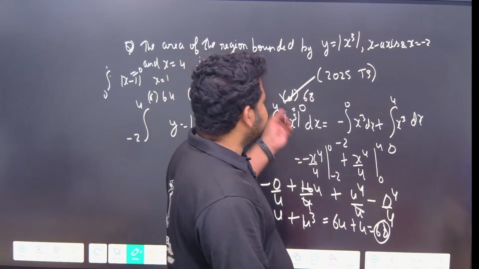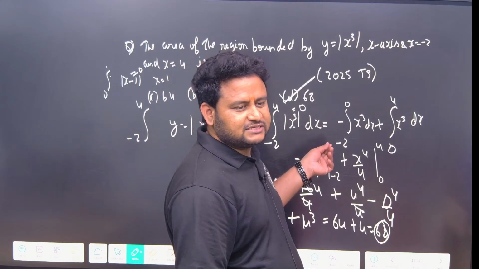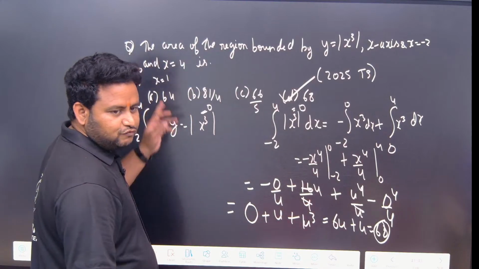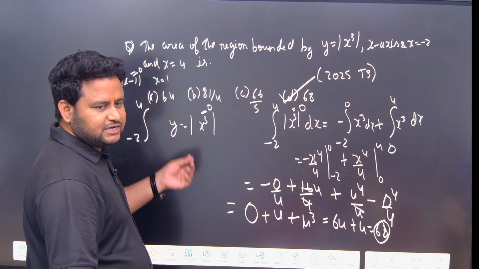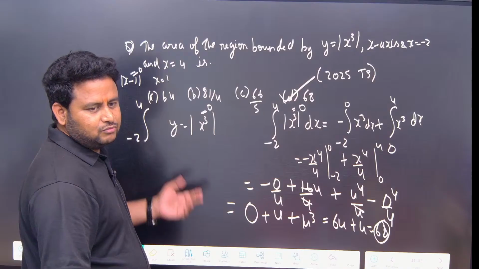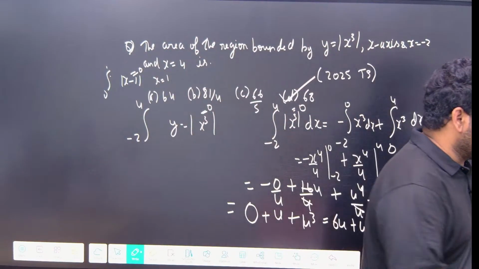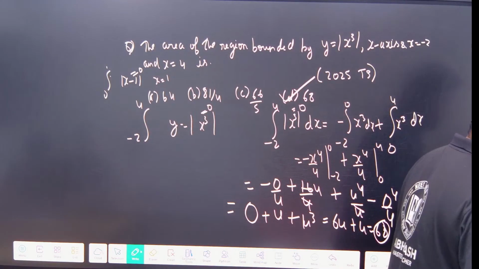Suppose they had given x cube minus 1, it splits at x is equal to 1, so you should write minus 2 to 1, then 1 to 4. But they have given x cube, so you should take 0 as the splitting value. Understood everyone? Any doubt till here? Okay, next.